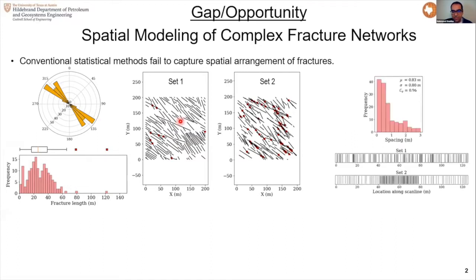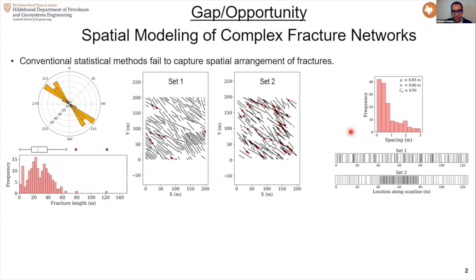The same problem exists for 1D applications as well. So these two fracture sets, set 1 and set 2, have the exact same distribution for spacing between fractures. But as you can see, set 1 is more or less randomly distributed, but in set 2, we have a major cluster in the middle. So some of the conventional statistical measures that are often used in the industry, such as histograms, actually fail to capture the spatial distribution of the fractures in the subsurface.